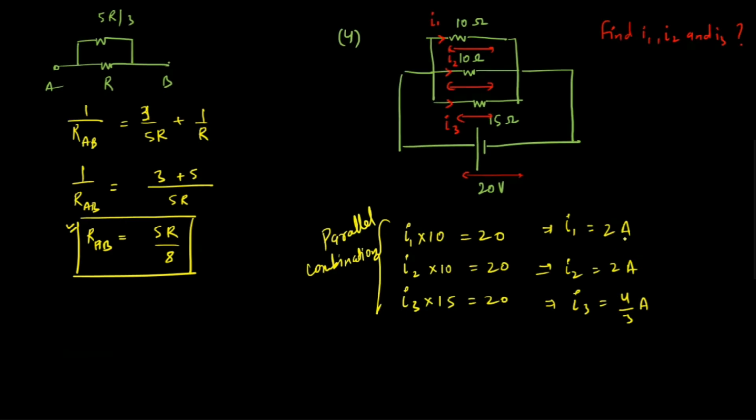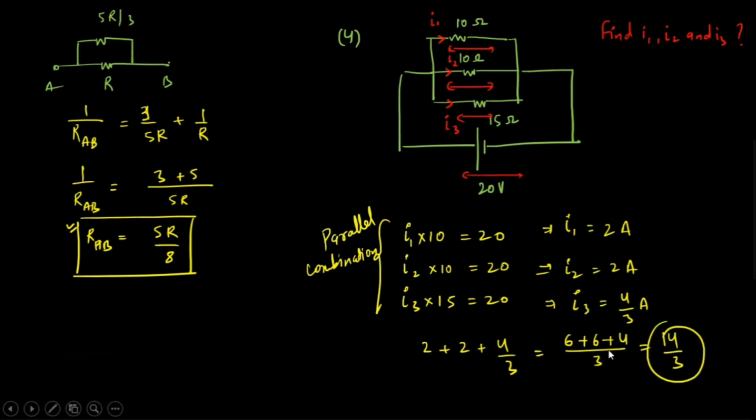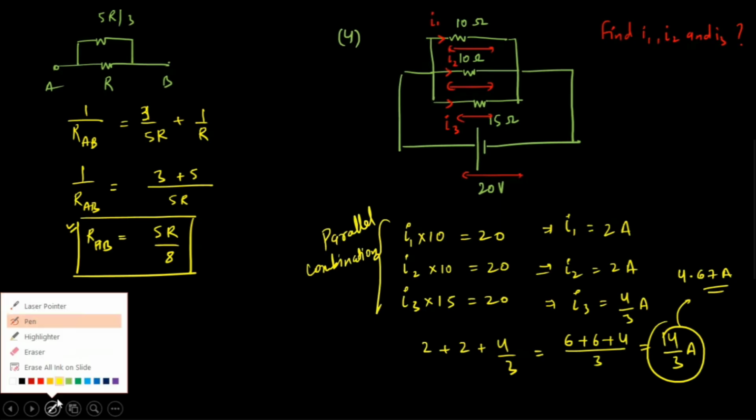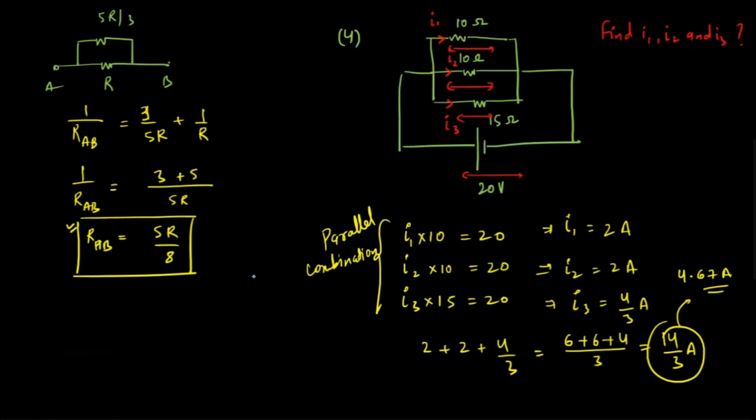Now the sum of these currents must make the current which is coming out, through Ohm's law. So we are going to have 6 plus 6 plus 4 over 3, that is 14 over 3 amperes, roughly around 4.67 amperes. Now let us find the same using Ohm's law and see whether it comes out the same or not. From Ohm's law, it should be I into R net.